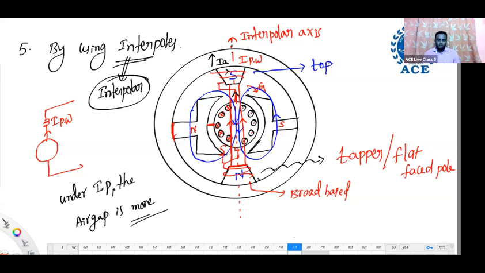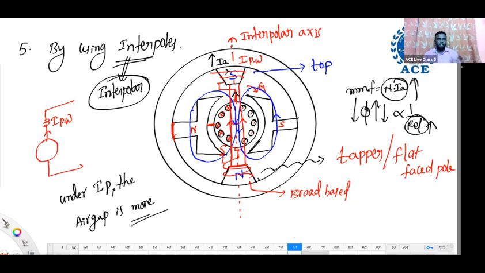If current is very high, what is the MMF produced? N into I. The MMF is also very high. If MMF is more, automatically flux is also more. Now how to reduce the flux? Flux is inversely proportional to reluctance. So increase the reluctance, flux will reduce and it won't saturate. Reluctance can be increased by keeping more air gap there. Because high currents are flowing in that, we increase the gap.